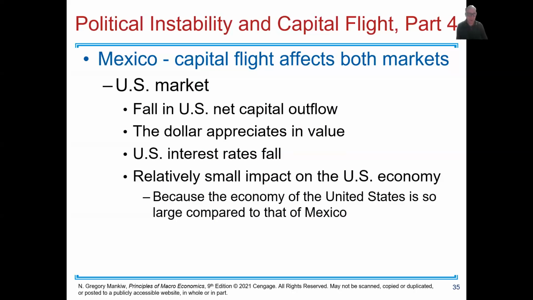What was happening in the U.S. at the time in 1994 in Mexico? There was a reduction in U.S. capital investment as well. The U.S. dollar appreciated in value, and interest rates in the U.S. went down because it had that relative impact. Because Mexico, as you may know, is the largest trading partner with the United States. Yeah, the U.S.'s largest trading partner is Mexico. For those of you who don't know that, that's a fun fact.